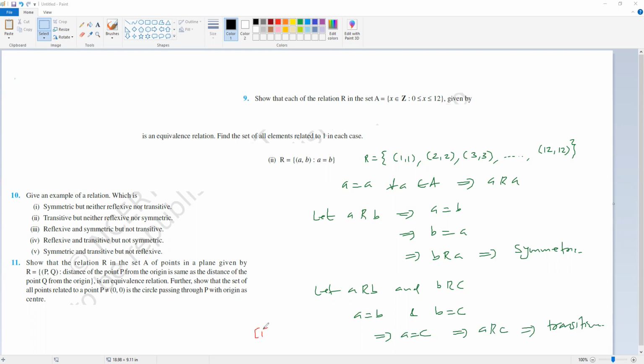So what is the equivalence class of 1 in this case, where the relation is A equal to B? Which elements are equivalent to 1?